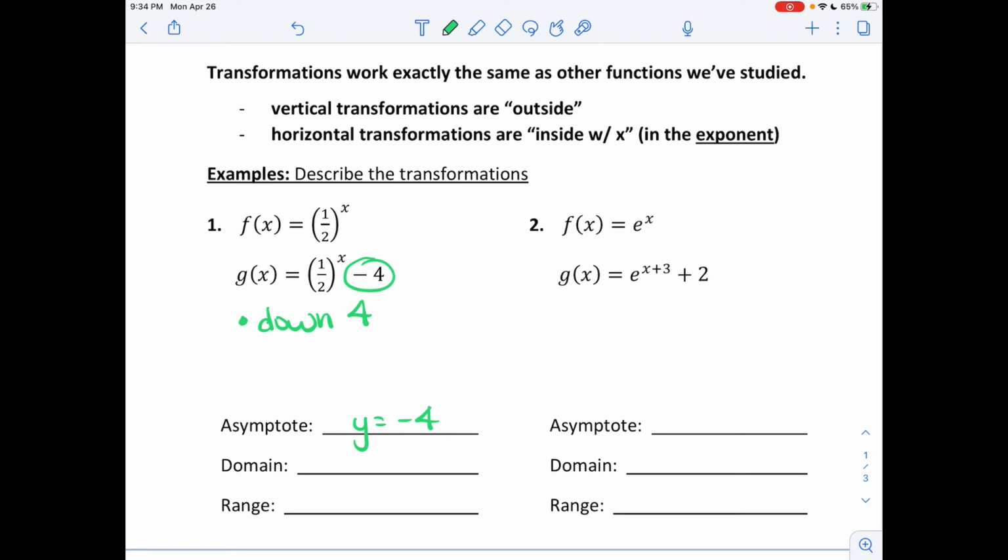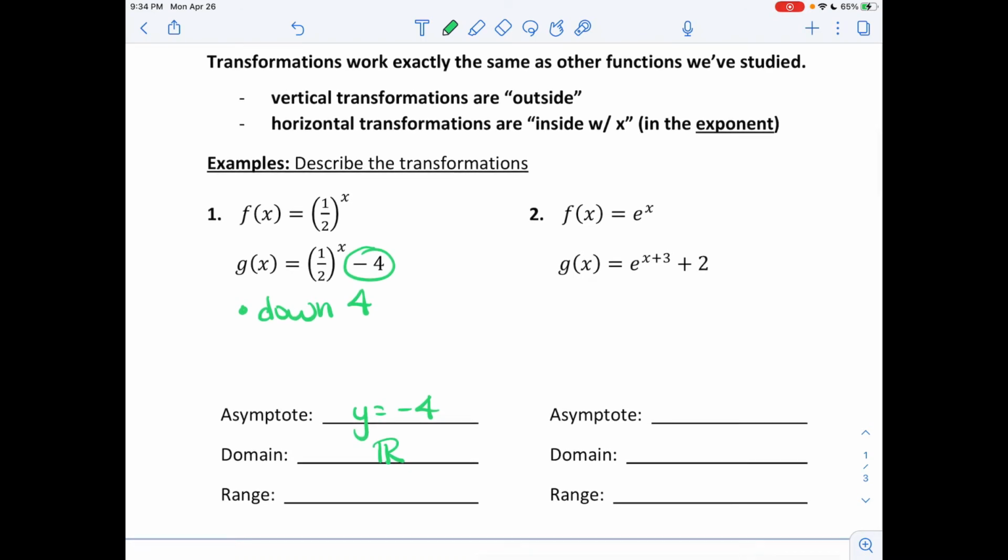There is not any way to change the domain. Domain is always going to be all real numbers, but my range does change because if you were to look at a graph of this, it has moved down by 4, which means that y is now going to be greater than or equal to -4.